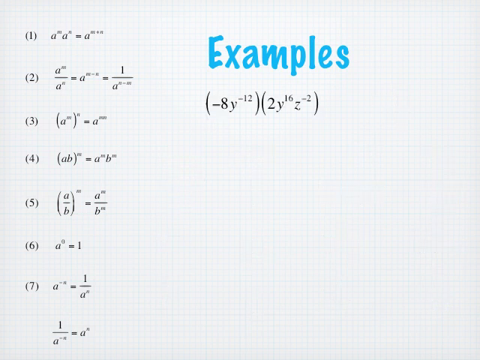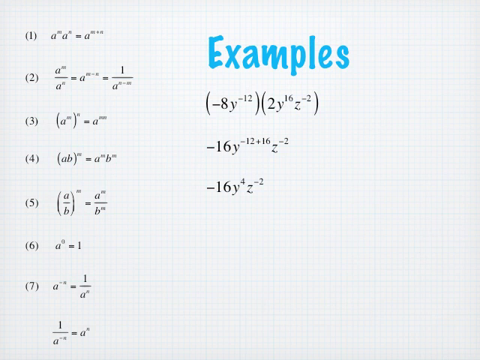Okay. Here we've got another one. We've got more than one variable involved again, along with some numbers. So my negative 8, y to the negative 2, 2 times y to the 16th, z to the negative 2. Again, I could use rule 7 right off the bat. That would be absolutely fine. I am just going to use rule 1 though. So that gives me negative 16, y to the negative 12 plus 16, which would give me y to the 4th. The negative 16 stays the same, the z to the negative 2 stays the same.